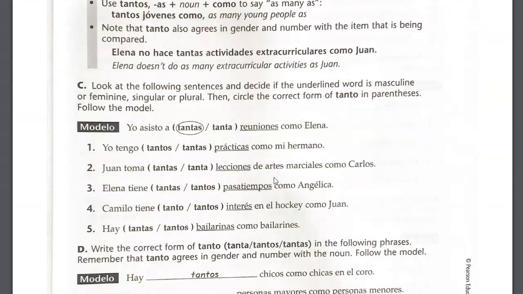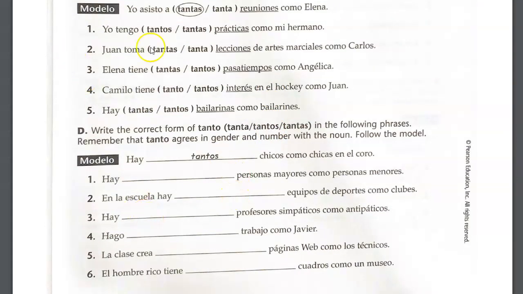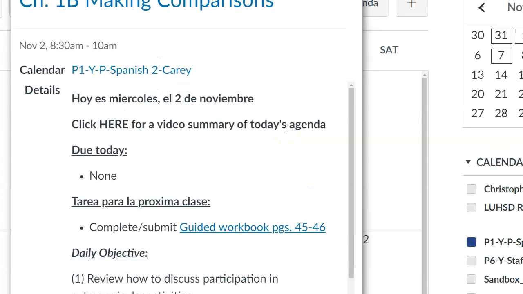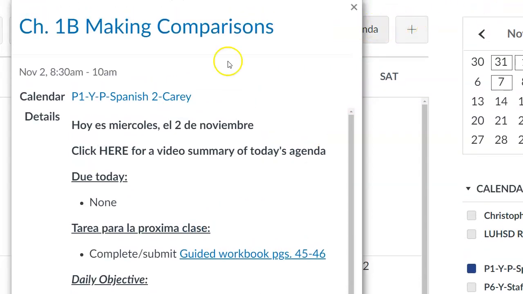For parts C and D, pretty straightforward, using the correct form of tanto in front of the noun that is underlined there, whether that noun is masculine, feminine, singular, or plural. Some of these end in es, like reuniones, and therefore a little bit more tricky to determine the gender of those nouns, because normally nouns end in either O or A. So you're going to want to look up those nouns in the dictionary or in the glossary of the textbook, which is on page 68, and then that'll tell you the gender of those nouns. All right, and so that's the rest of the homework. C and D, pretty straightforward. Just fill in the blank with the correct form of tanto. And that is your homework for next class, muchachos. Guided workbook pages 45 and 46, reviewing how to make comparisons of equality.